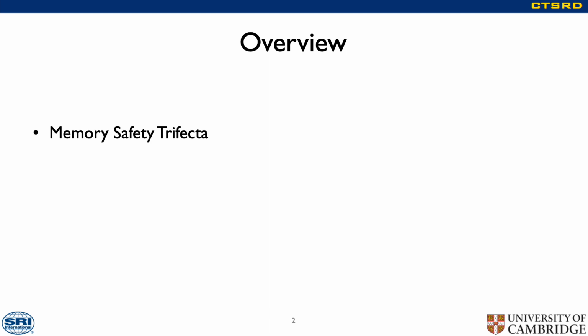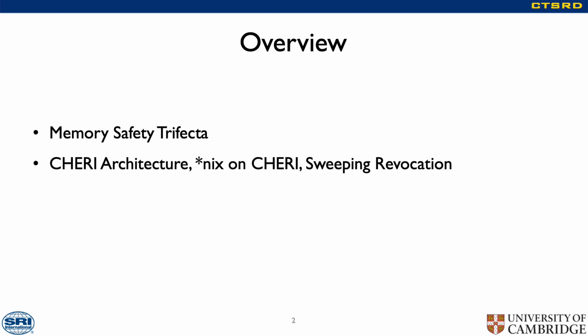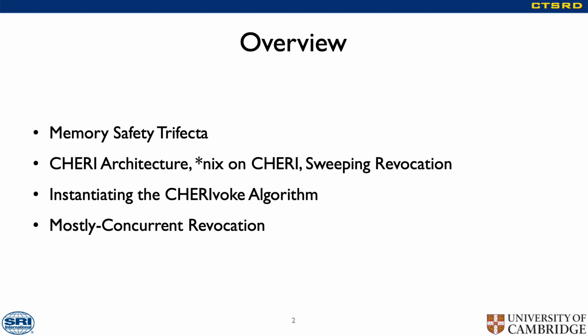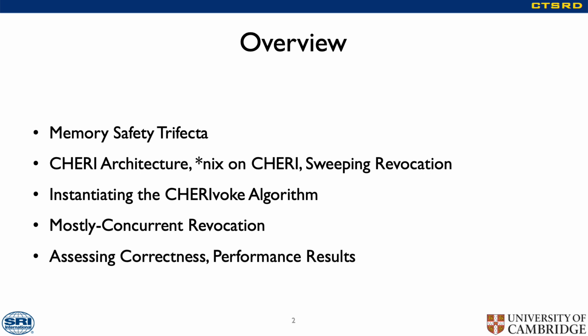First, I'll say what we mean by memory safety. Then, a quick review of some earlier work, the CHERI architecture, what it looks like to port a NICS to it, and a surprisingly simple revocation sweep strategy for temporal safety. Foundations in place, we'll implement that strategy in the NICS kernel and modify a malloc to use it. We'll see that it is straightforward to make our implementation do most of its work concurrently with the application. Last, we'll look at measurements we took to assess correctness and performance.